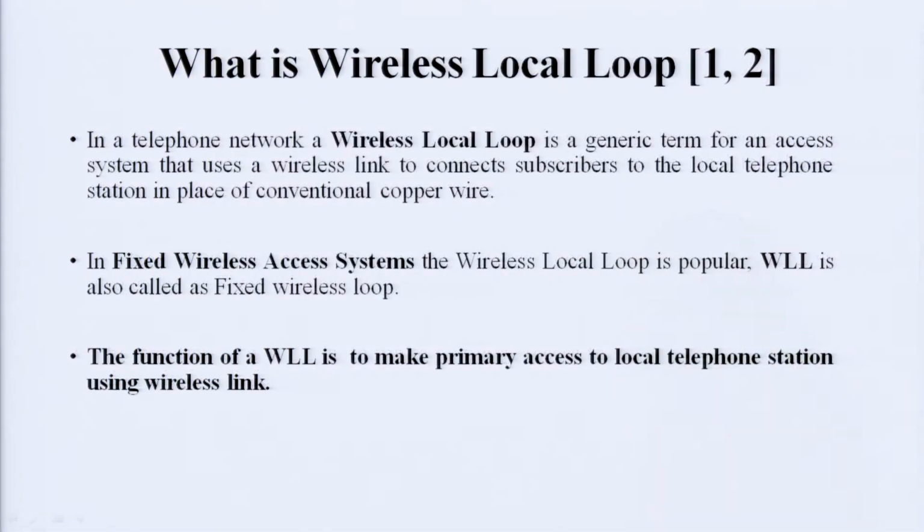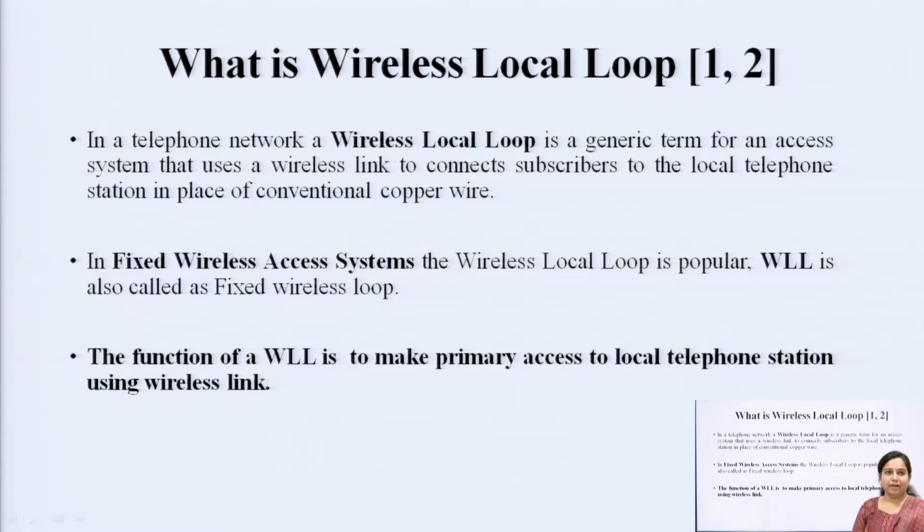Now, what is WLL? In a telephone network, a wireless local loop is a general term for an access system that uses a wireless link to connect subscribers to the local telephone station in place of conventional copper wire. In first generation communication systems, which were strictly used for the transmission of voice signals, GSM is second generation. Voice signals means used for telephone purposes, you can say in a simpler way.